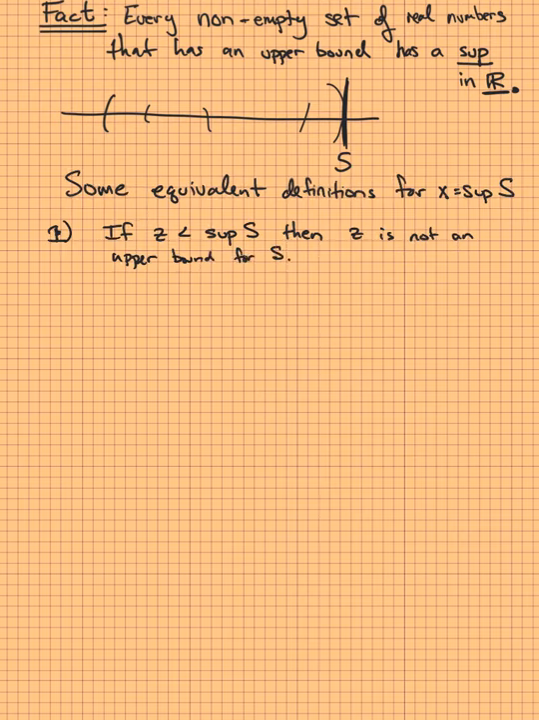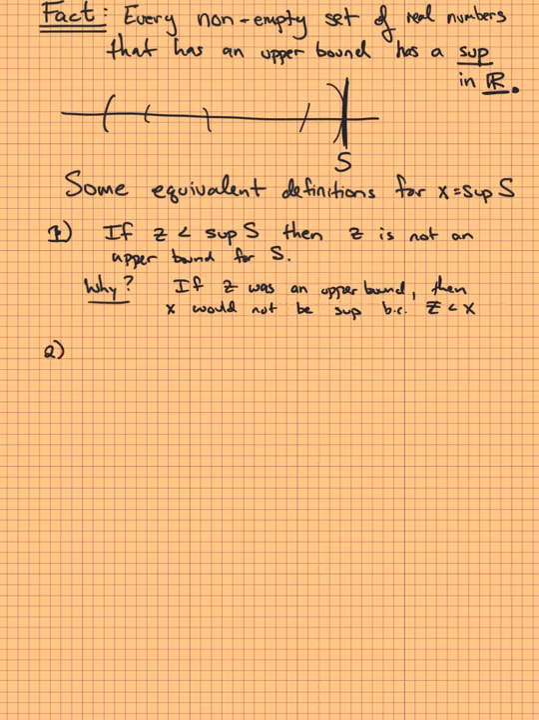Okay, so why is this? Well, if z was an upper bound, then x would not be the sup, right? Because z would be smaller than x, and it would be an upper bound, so x would not be the least upper bound. All right, so here's another one.